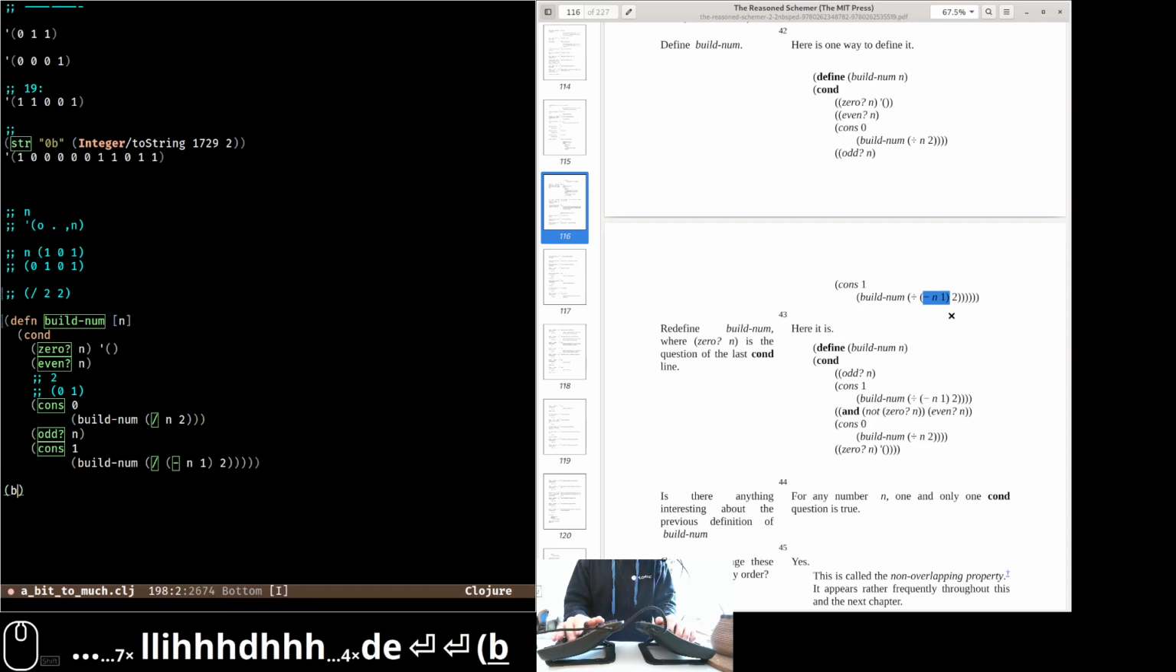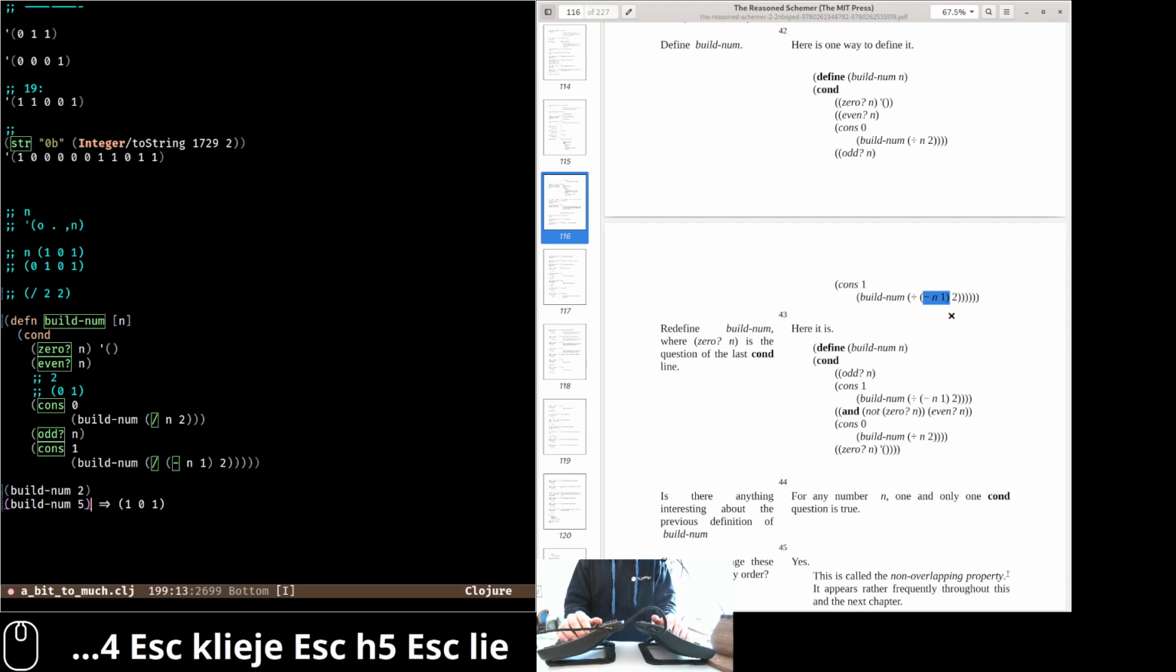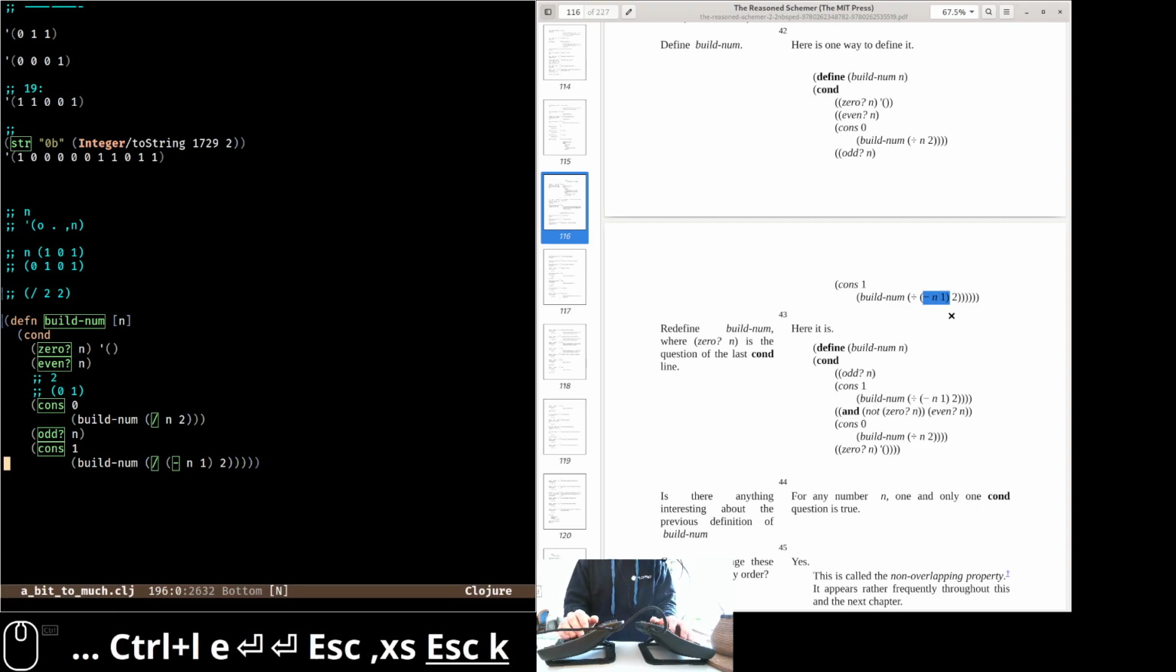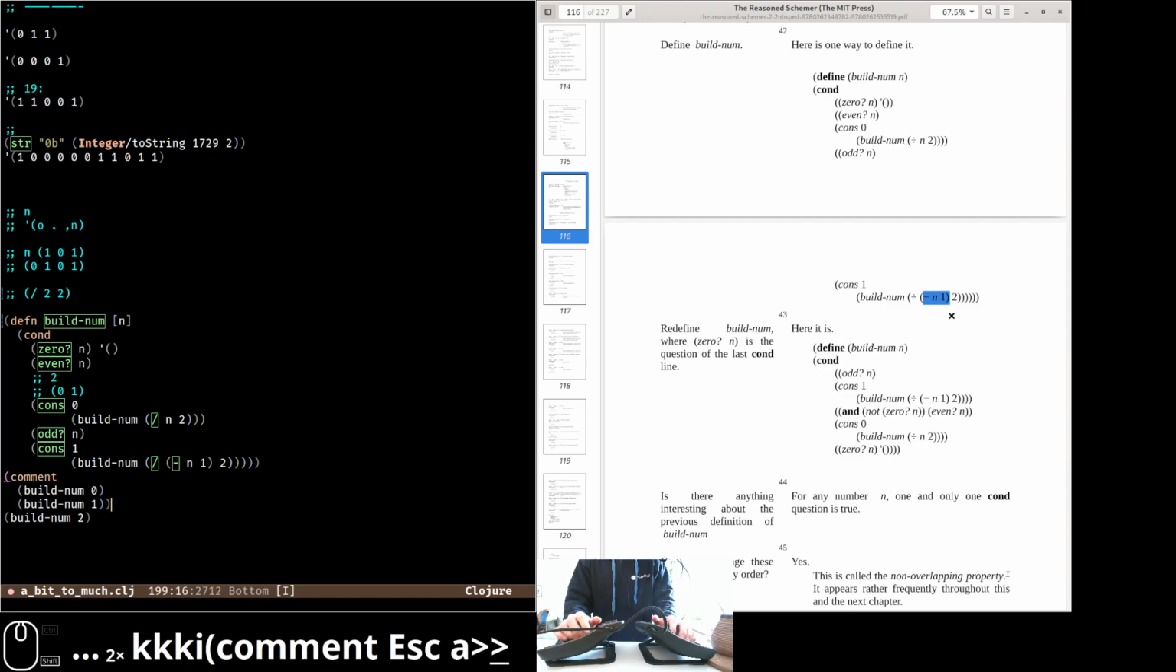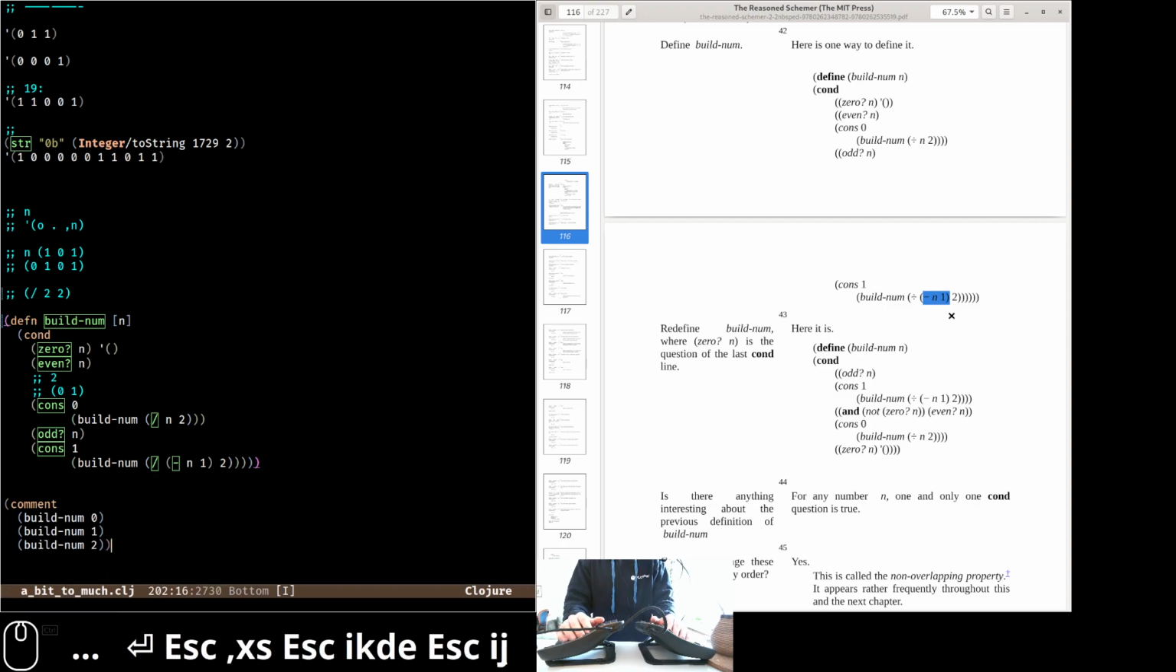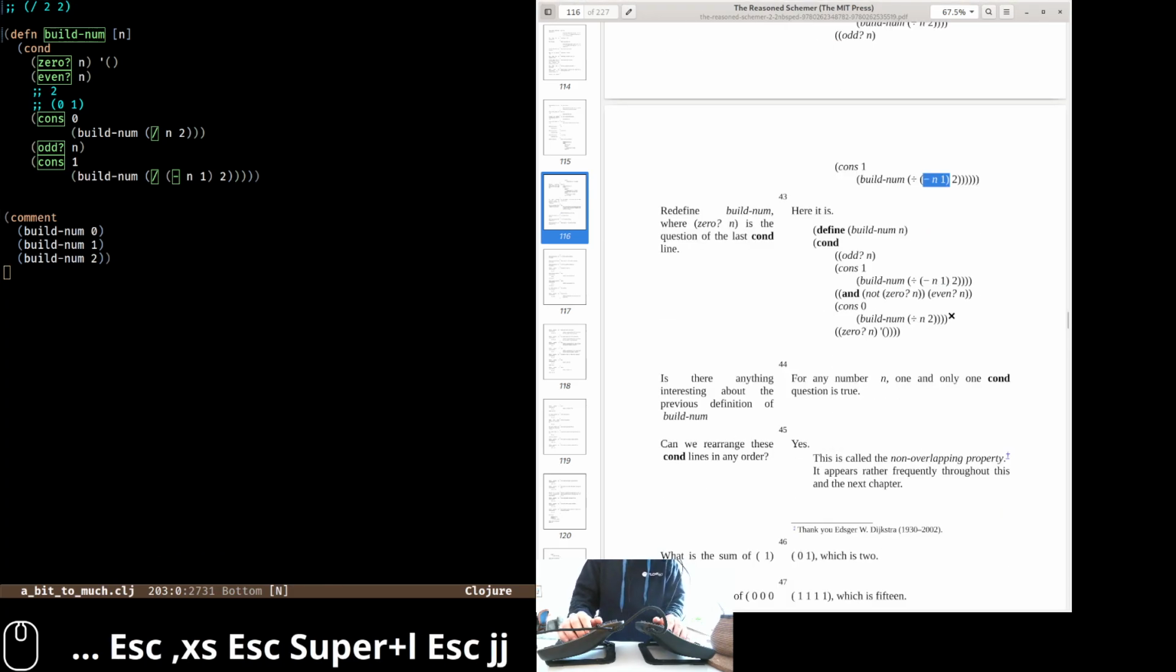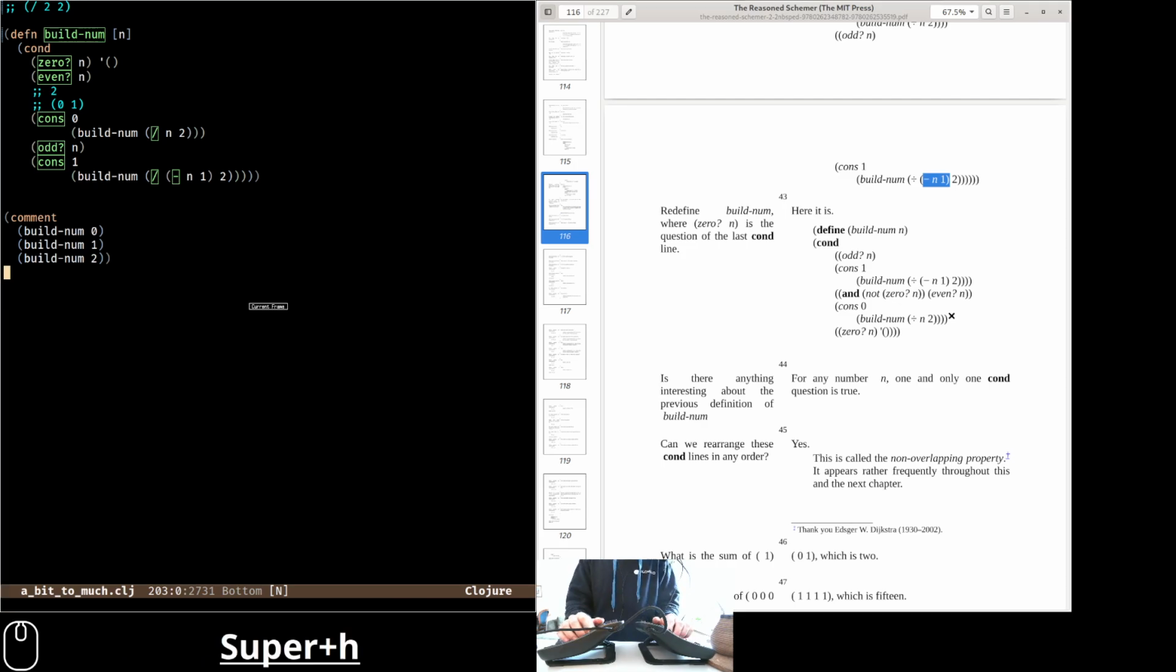Okay. Build now. It's kind of funny. This is already what you need. This returns like this, and then this should be 0, 0, 1, right? Yeah, and then this has another bit at the front. Okay. And what is the 0? It should be the empty list. And then 1 should be the list with one bit. Okay. And 2. Okay. Redefine build num, where 0 is the question at the last cond line.